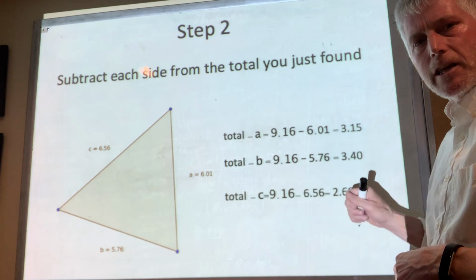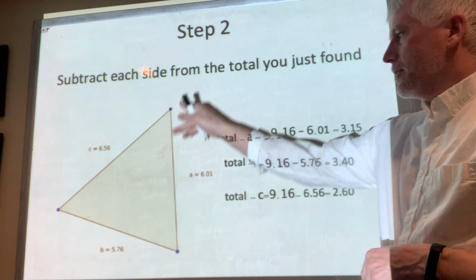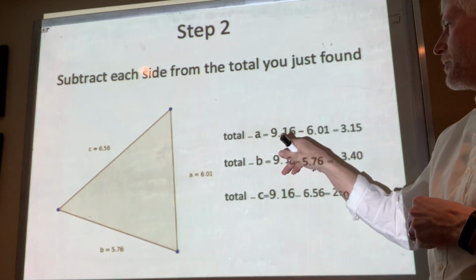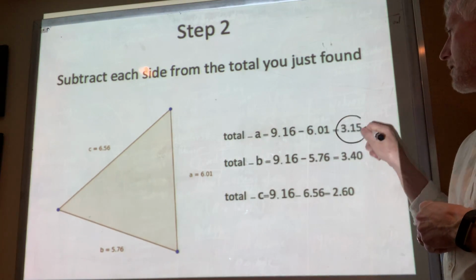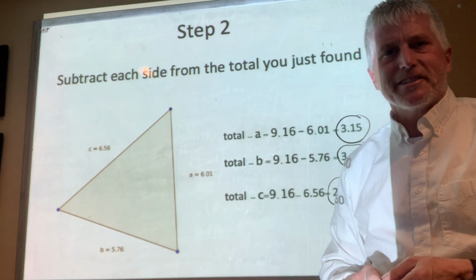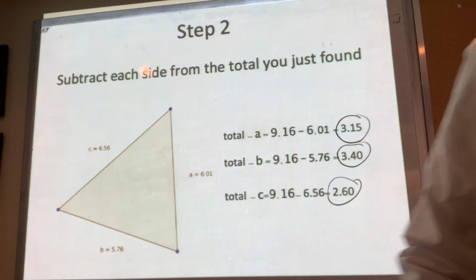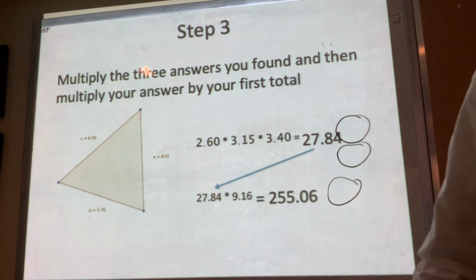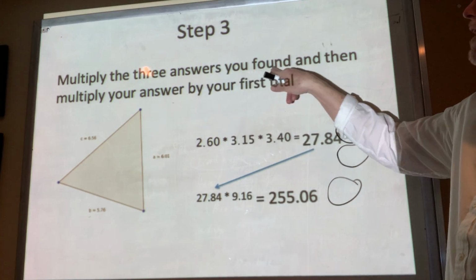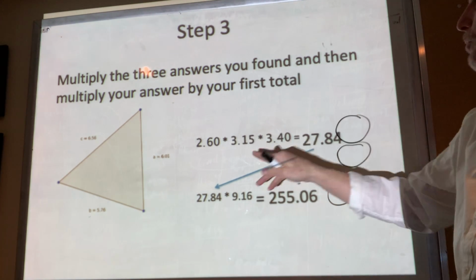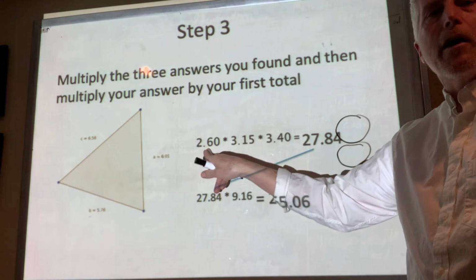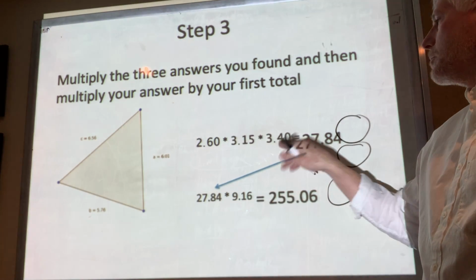All right, so everybody catching that? Step 1, adding those together. Step number 2, subtracting, developing 3 new numbers. All right, let's go to step number 3. Step number 3, you multiply the 3 answers you found. So you multiply that times that times that. Remember, those are the 3 we found in step 2. You multiply them all out.